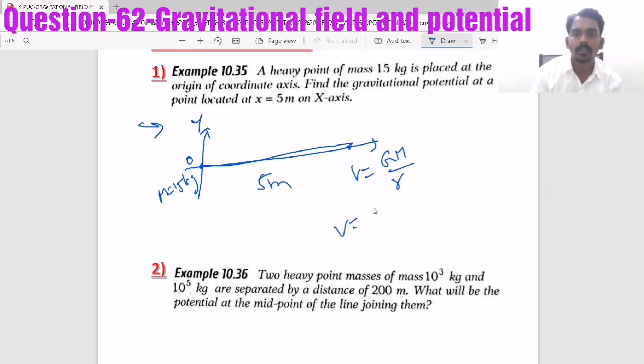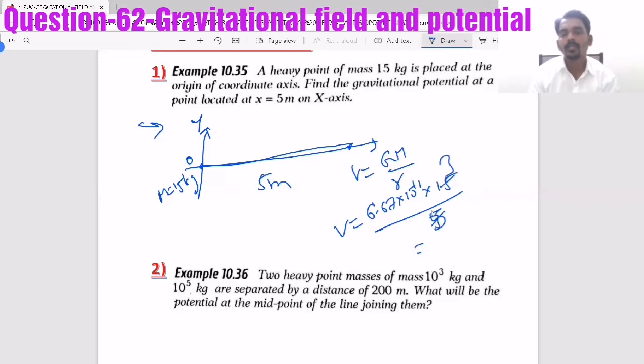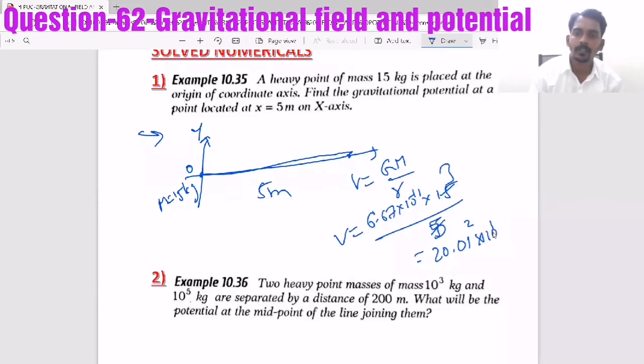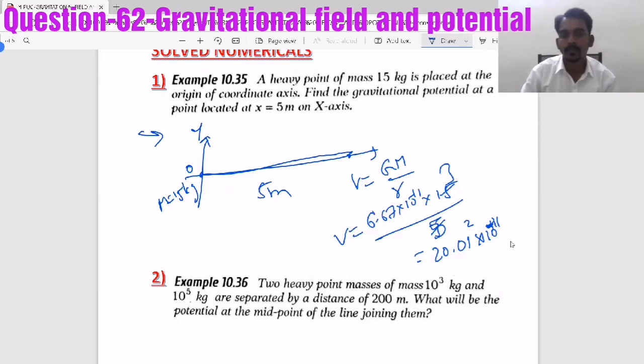Direct formula: GM by R. So G is 6.67 into 10 power minus 11, into mass 15 by 3. Sorry, this is 5. So 5 3s are 15. So you just multiply it. So 20.01 into 10 power minus 11. This is the gravitational potential.